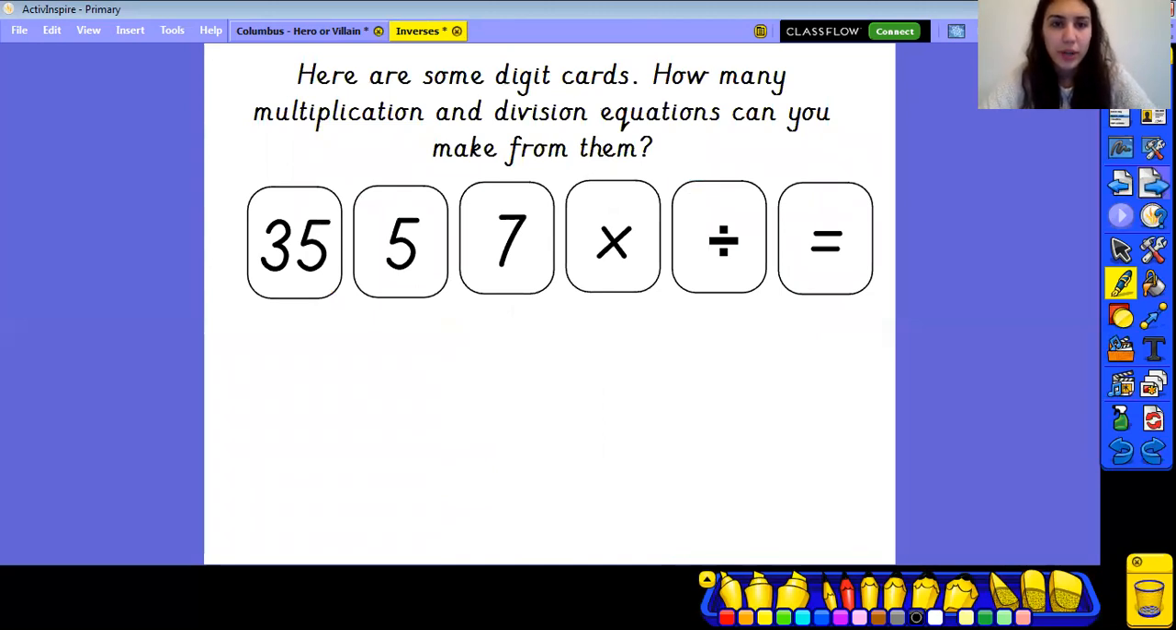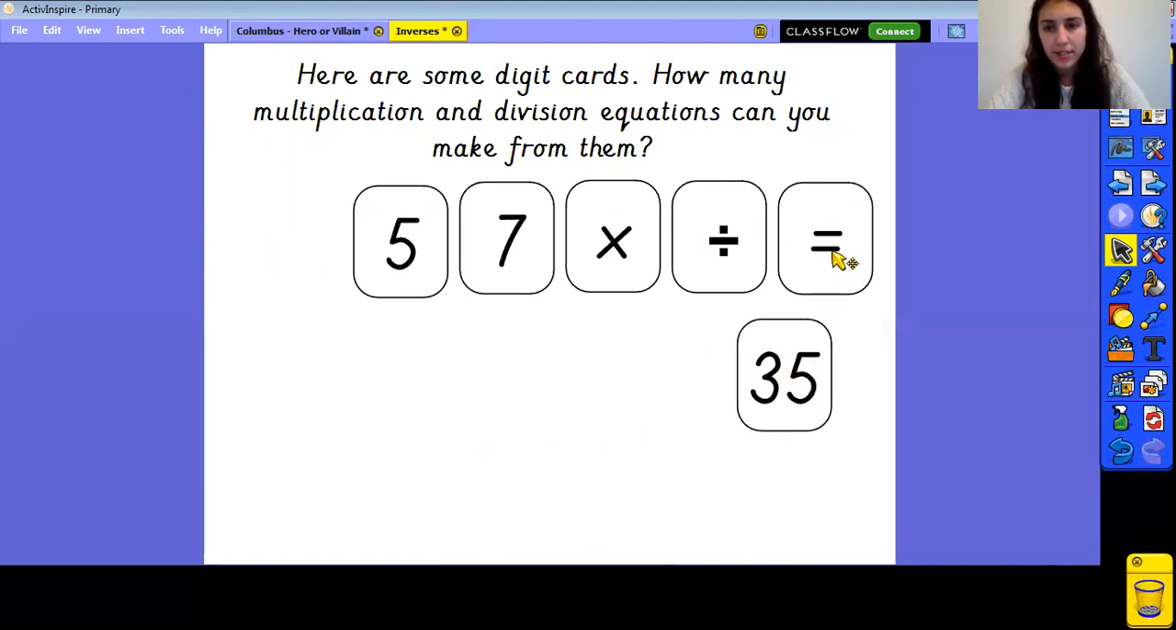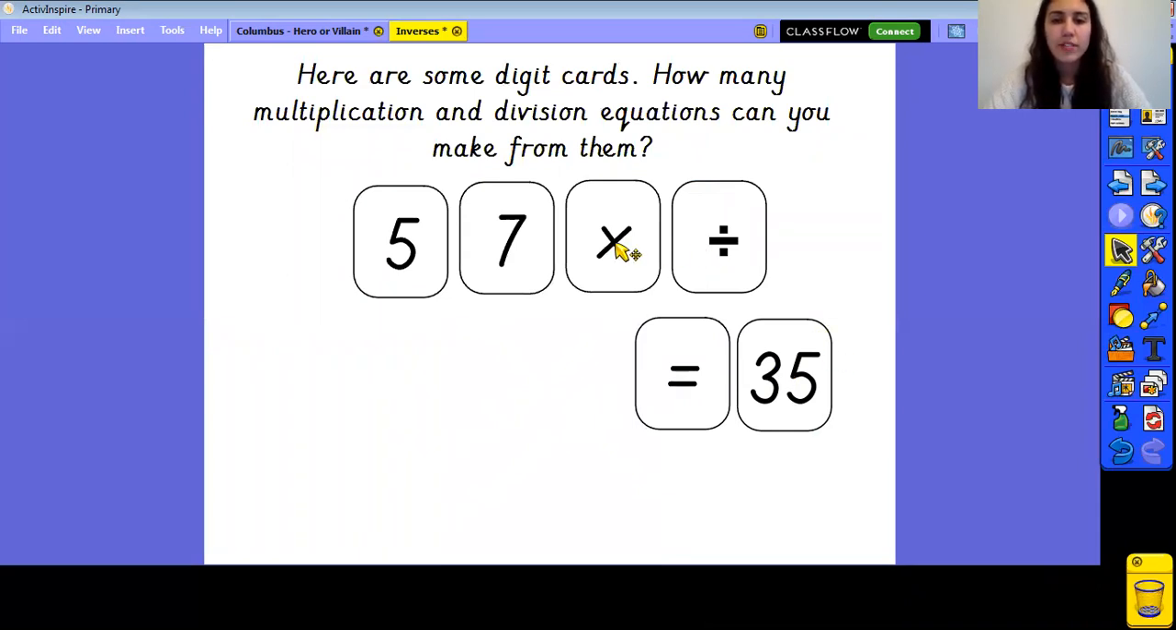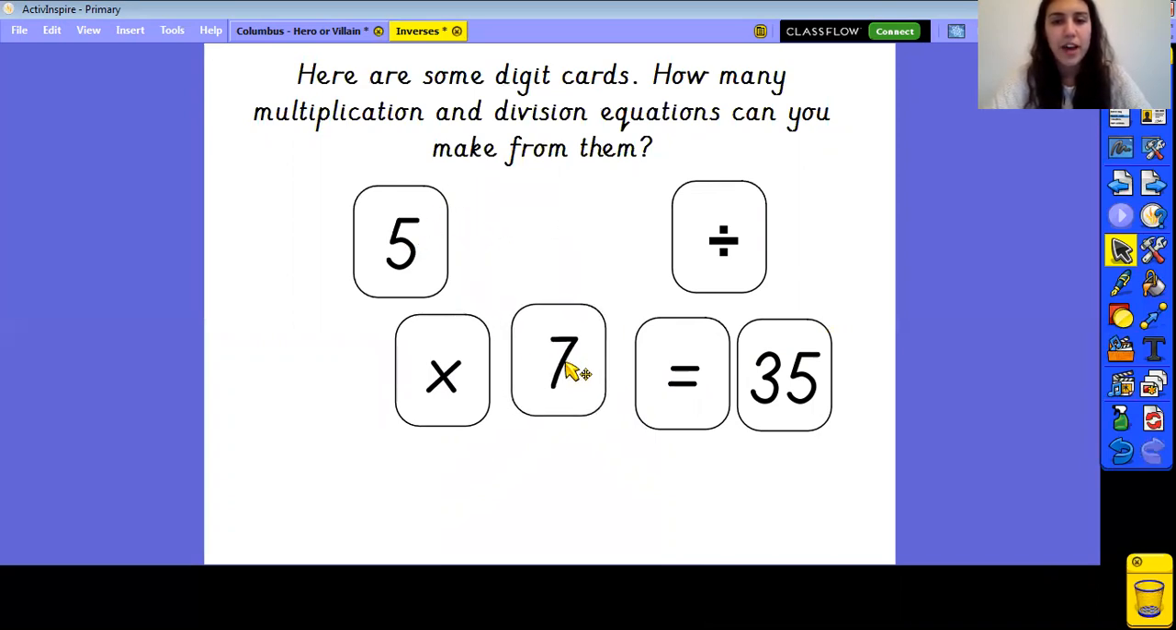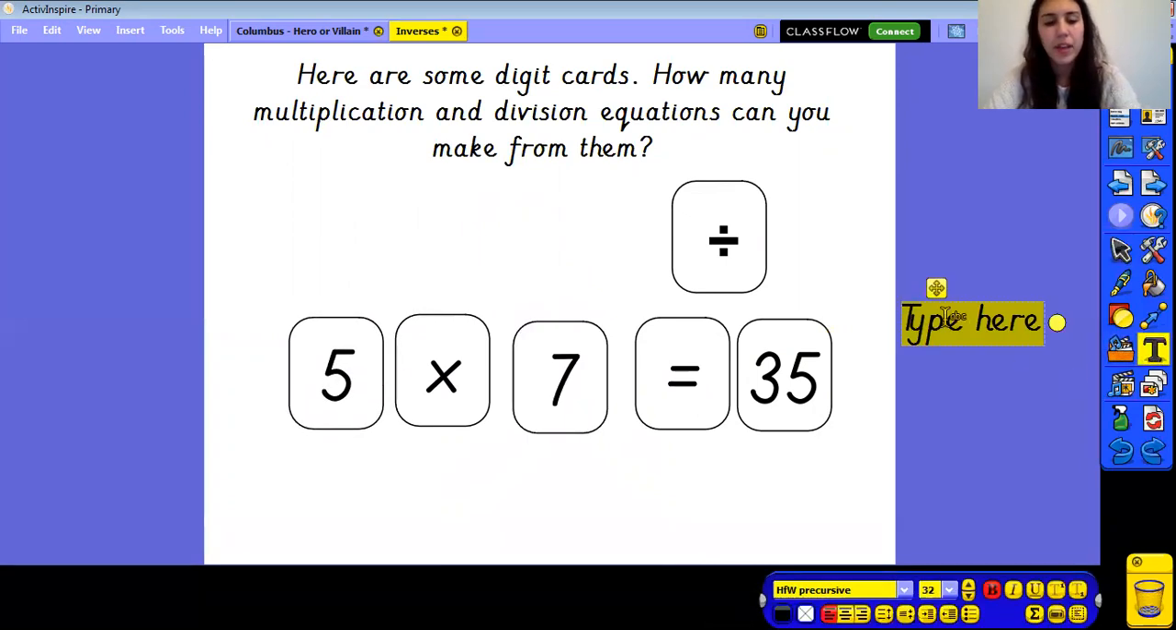The next thing I'm going to show you how to do is to have a play with some digit cards. So getting some digit cards, how many multiplication and division equations can you make from them? Well, I could say that when I do a multiplication, I'm going to say that it is equal to the biggest number. So I've decided I'm going to do multiplication. I've only got 2 digits left, so that would mean that 5 groups of 7 equals 35. So I'm going to write that over here. 5 times 7 equals 35.